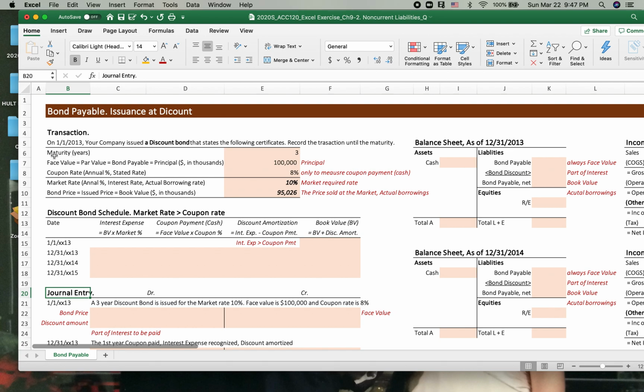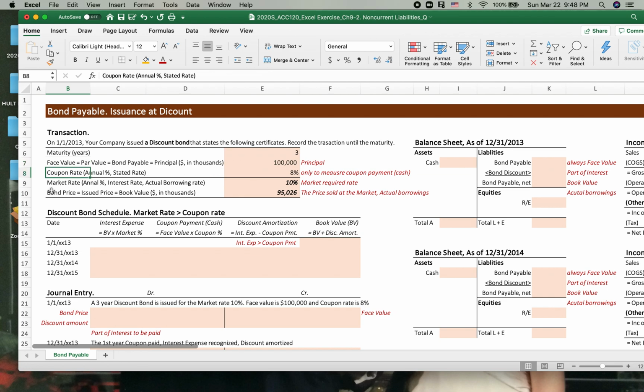The maturity is 3 years, a 3-year bond. Let's make it simple. Usually a bond has like 20 or 30 years, a little longer time. But in order to make this simple, we have just 3 years, by assumption. And the principal is $100,000. This principal is the same concept as the face value or the par value or bond payable.